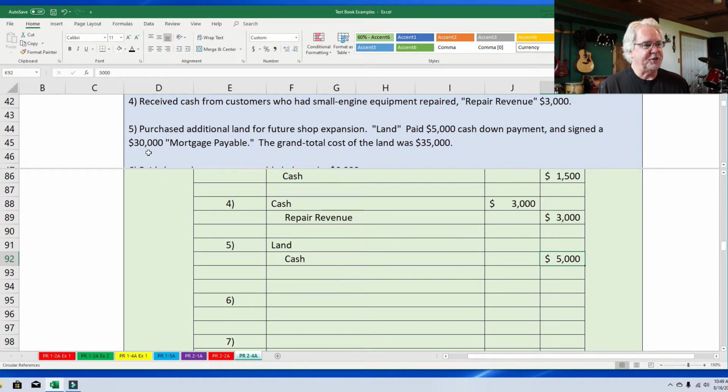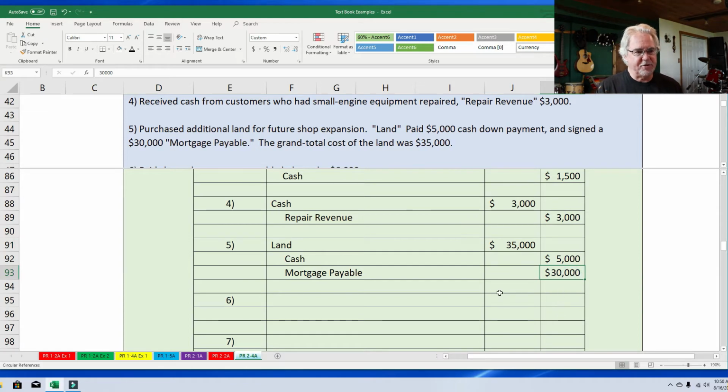And signed a $30,000 mortgage payable. So that's like accounts payable. Here we go. So the land had a total cost of $35,000. So look at this. This is the first time ever in my accounting videos for principles of accounting that we've had a journal entry like this. We have something on the left and we have 2 things on the right. But you know what? The lefties still equal the righties. Lefty is 35,000, and if you add up these 2 righties, 35,000.